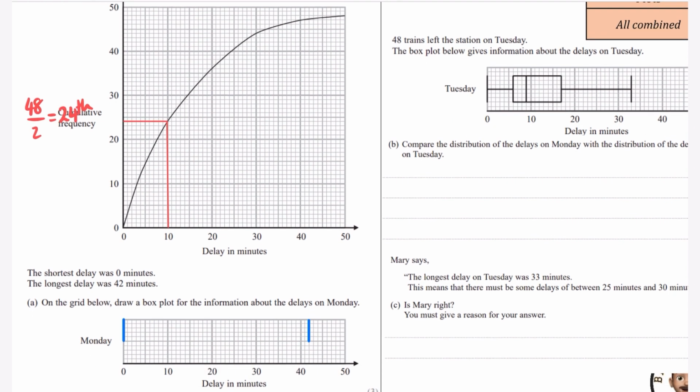And you know what I'm going to do? I'm actually going to put that onto the box plot straight away like this, that the median is going to be 10. Now I'm going to do the upper quartile. Well, no, I'm probably going to do the lower quartile next.